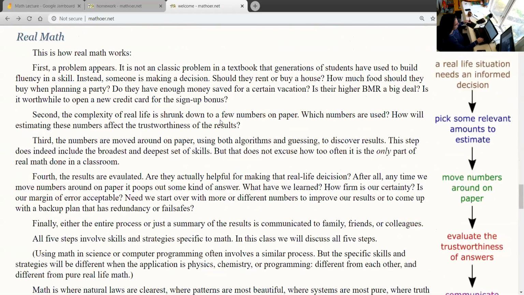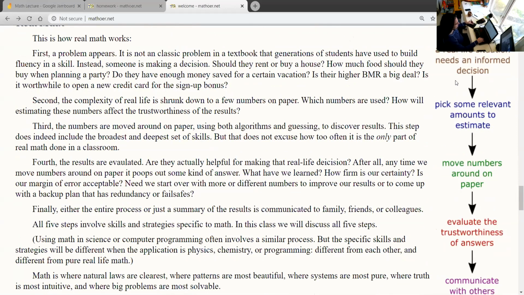So here's how real math works: you have some real life decision. We need to make a decision. What should we do? Should we rent or buy a house? How much food should we buy? How much money should we save? Something like that. We have to pick some relevant amounts to estimate. And usually we don't know exactly how much the utilities will cost. That changes from month to month, or how much the cost of this food will be, because it might change before we get to the store or so on. So we pick some things and we sort of know the numbers, but not exactly.